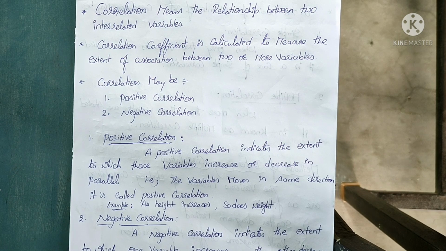So, if we take two variables x and y, if both the variables move in the same direction, that is positive direction or negative direction, if the two variables combinedly move in the same direction, then it is called as positive correlation. Example, as the height increases, so does the weight also increase.